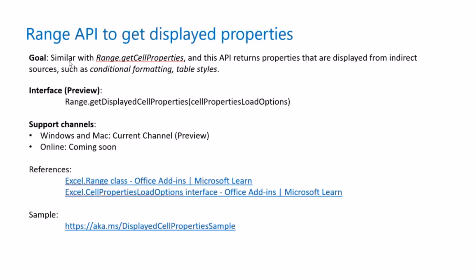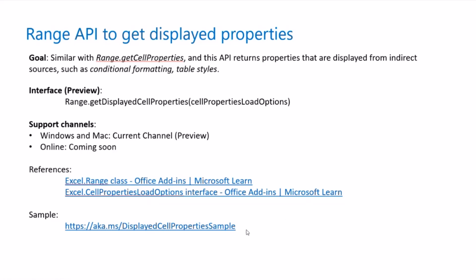So the new API would be similar to the range.getCell properties. And this API could return properties like style and formatting and also hyperlink. And the new API could return properties exactly in the format that is displayed from indirect sources, such as conditional formatting and table styles. So the interface is currently already in beta preview, which is range.getDisplayedCell properties, and is already supported on current channel preview on Windows and Mac, and the online version is coming soon. So here are some links for reference on the beta version.